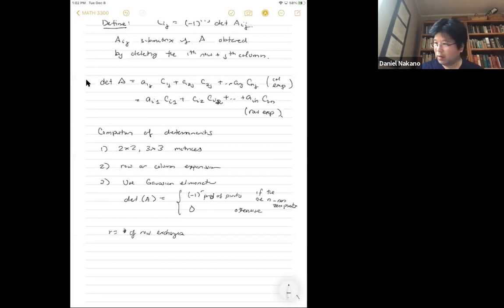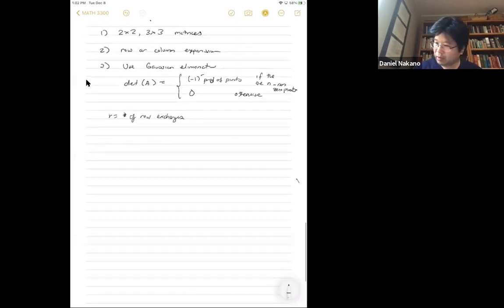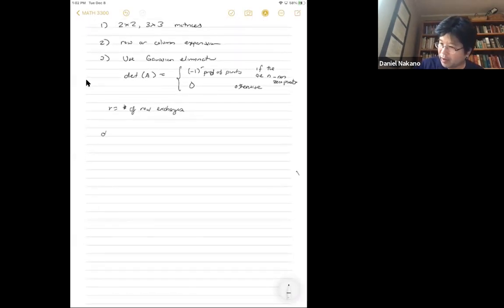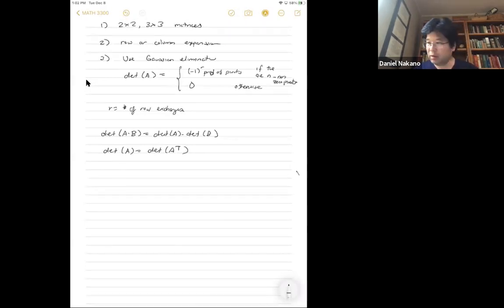All right, so there are a few other rules. You should remember that the determinant of a product is the product of the determinants. And the determinant of A is the same thing as the determinant of A transpose. Okay, so those are common rules. And then one thing you should know how to do is Cramer's rule too.